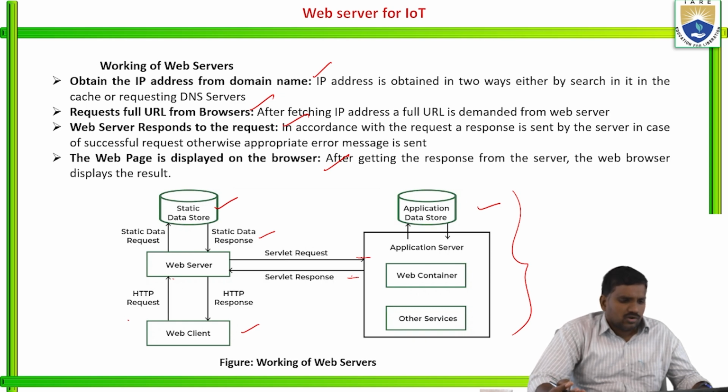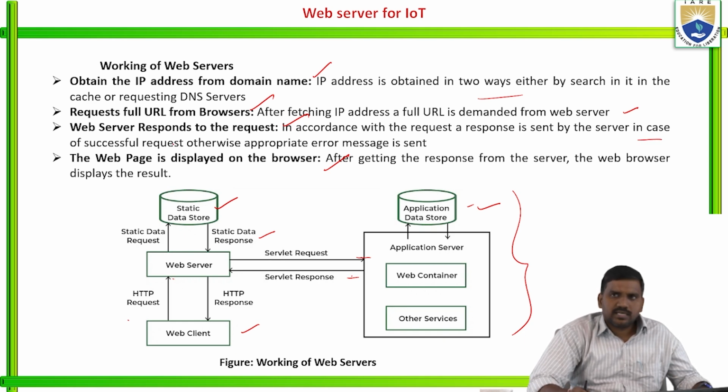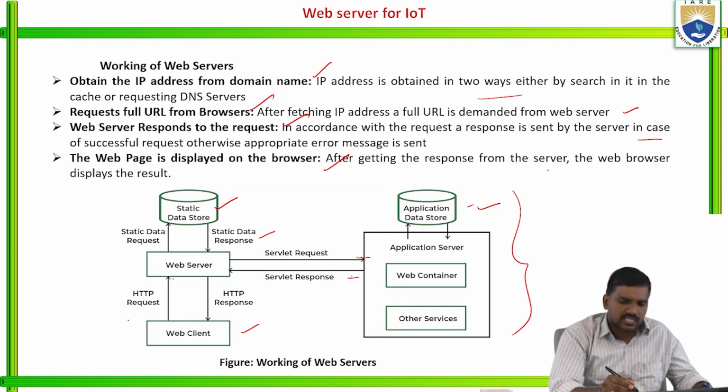Here, obtain the IP address from the domain name. How is it obtained? The IP address is obtained in two ways, either by searching in the cache or by requesting the DNS servers. Then request the full URL from the browser. After fetching the IP address, a full URL is demanded from the web server. A web server responds to the request. In accordance with the request, a response is sent by the server. In case of an unsuccessful request, an appropriate error message is sent. So the web page is displayed on the browser. After getting the response from the server, the browser displays the result.